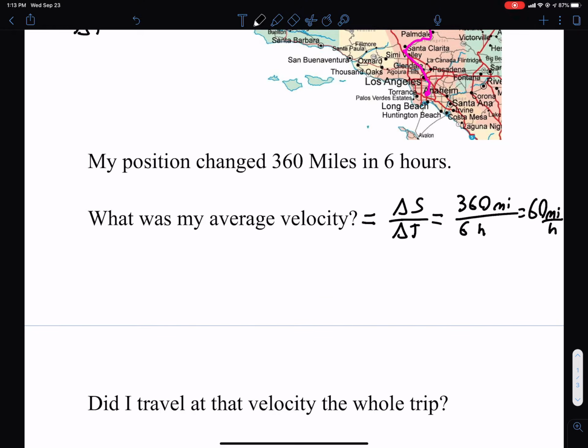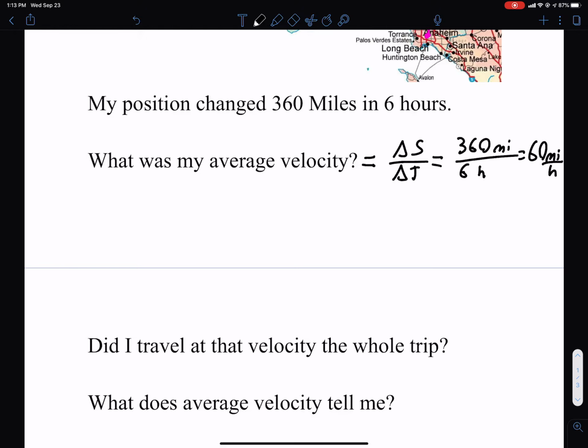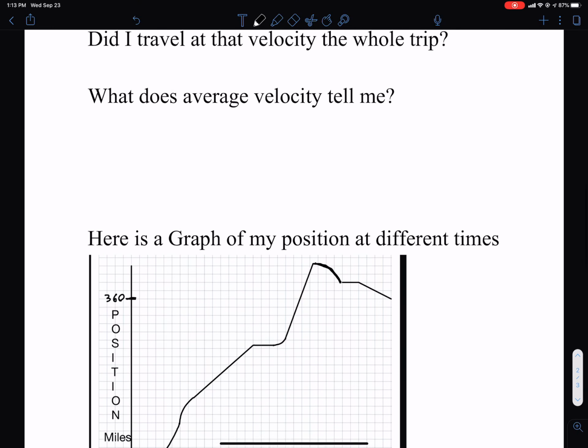Here's my first question before that. Did I travel at that velocity for the whole trip? So any time during the trip, was I always going 60 miles per hour? Clearly I wasn't, because when you start the trip, you're in a driveway, you're not moving, you're going 0. And then you're going to go faster. When you're in freeways, you're going to go faster. And when you see the police car, you're going to slow down and all that stuff, right? So you didn't go 60 miles per hour for the whole trip. So what does average velocity tell me, tell you, tell anybody? So think about that. Try to explain that. And then I'm going to go to this graph.